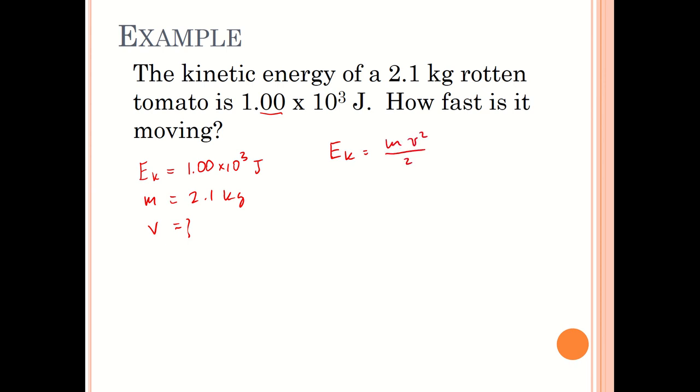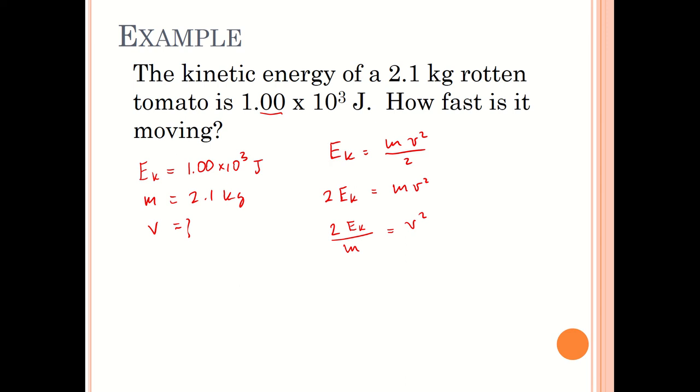Okay, now we want to solve this for v. So we're going to multiply both sides by 2. So we get 2 times E_k equal to mv squared. And then divide both sides by m. So we're going to end up with 2 times E_k over m equal to v squared.